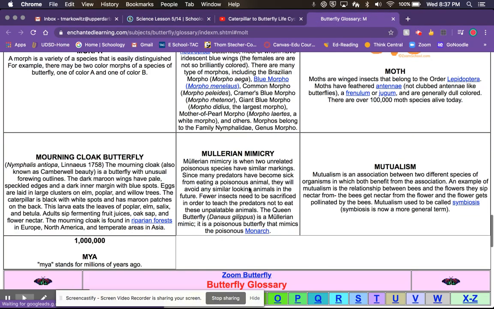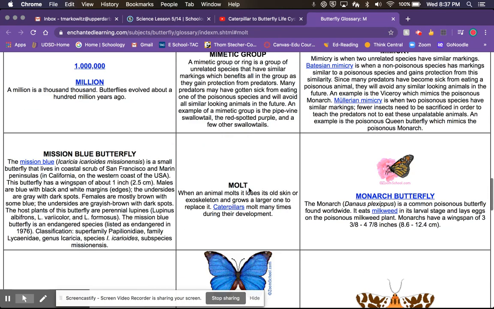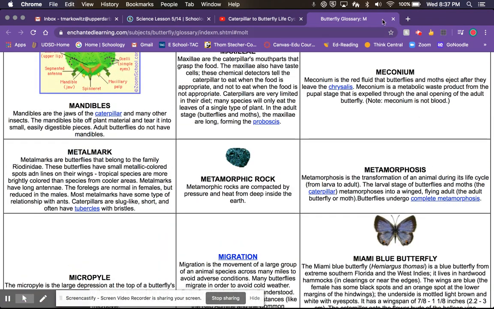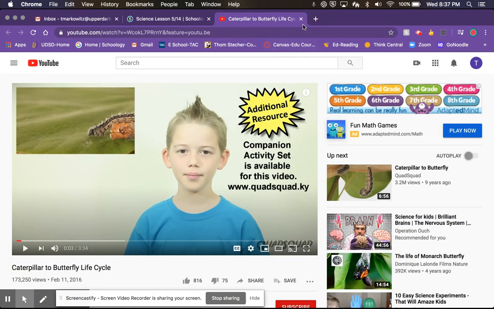Okay, and this is what it means here. Here's molt. When an animal molts, it loses its old skin or exoskeleton and grows a larger one to replace it. All right, there's lots of words in here that have to do with butterflies, but that link just takes you there.